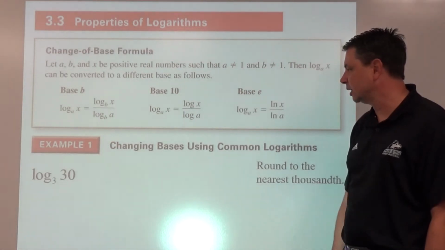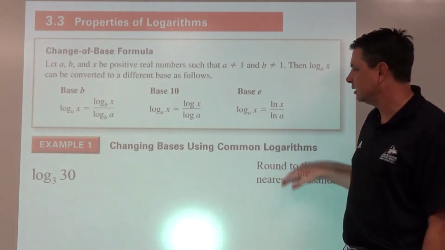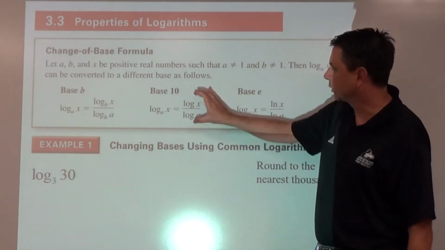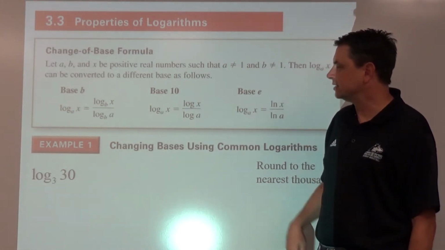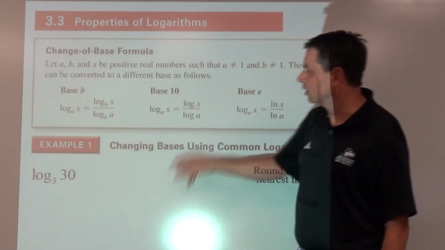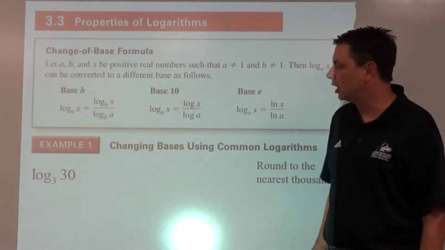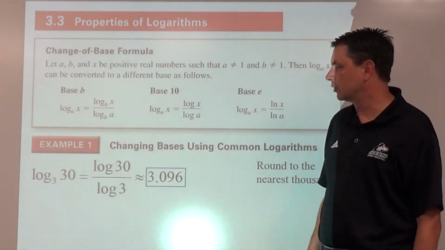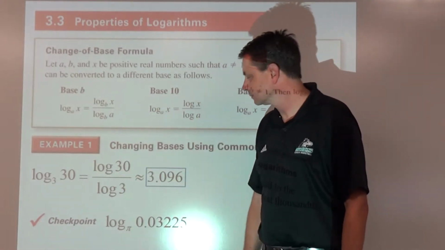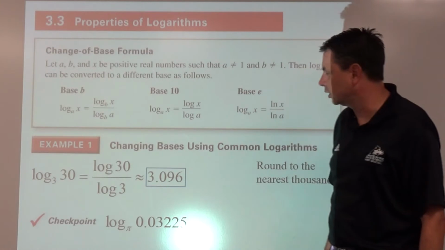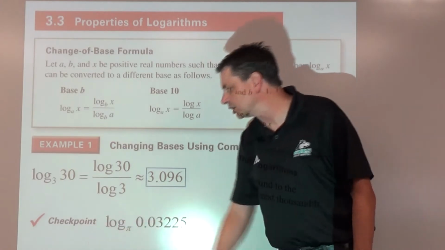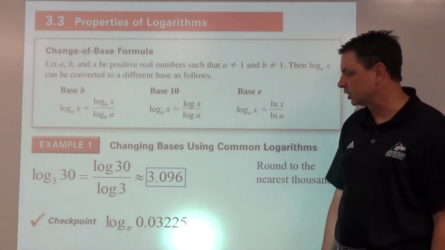So let's try that. Example number 1. Use the change of base to approximate log base 3 of 30. If we were going to use this one here, we'd turn it into a fraction: on top, log of the argument, divided by log of the base. So it's log 30 divided by log 3. Just a reminder, if we don't write the base, we're talking about base 10. So that would be about 3.096.